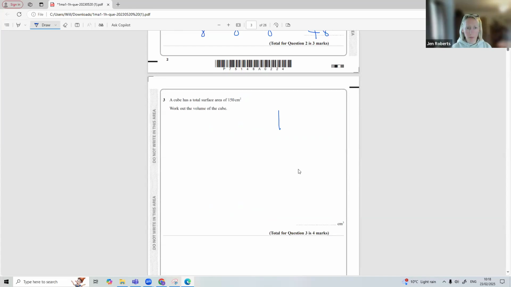A cube has a total surface area of 150 centimeters squared. So that means if you add up the area of all the faces, you get 150. A cube has 6 faces, so I'm going to do 150 divided by 6. You get 25. So the area of each face of the cube is 25 centimeters squared.